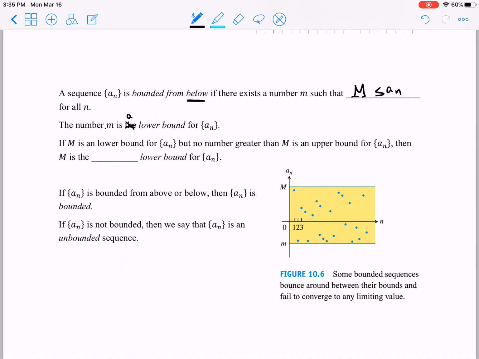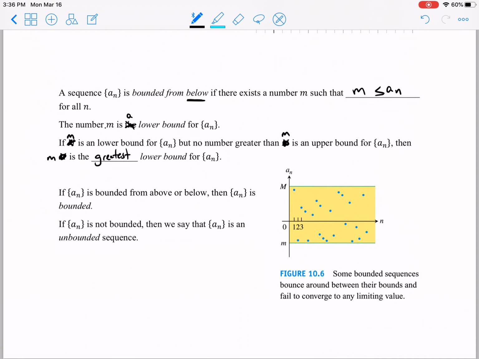Then, no, that should be a lowercase bound. What am I doing? Sorry about that. Then m is the greatest lower bound. So this should have been a little m and a little m. Sorry, that's the correction to make. I made the wrong correction. All right, it's the greatest lower bound for our sequence.